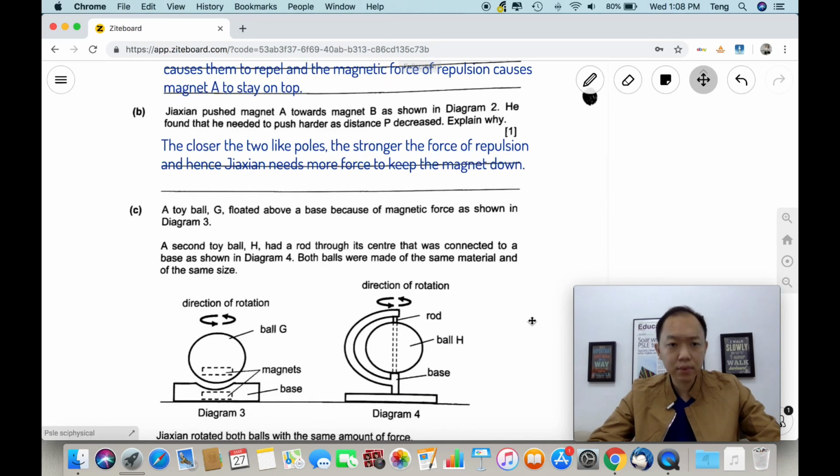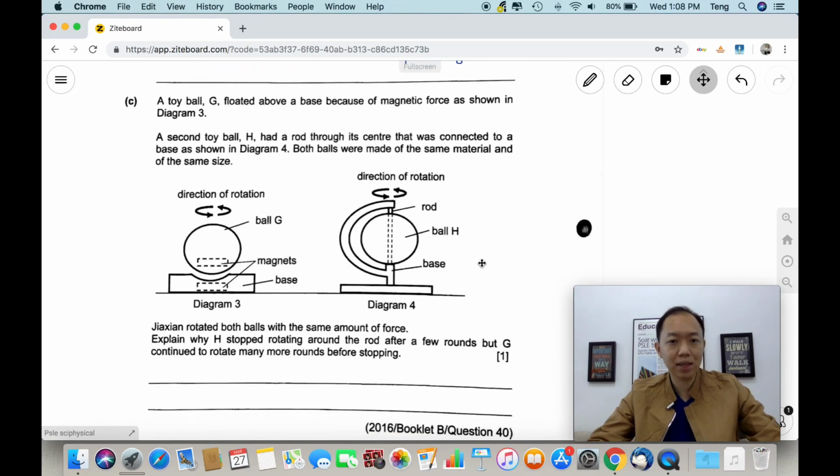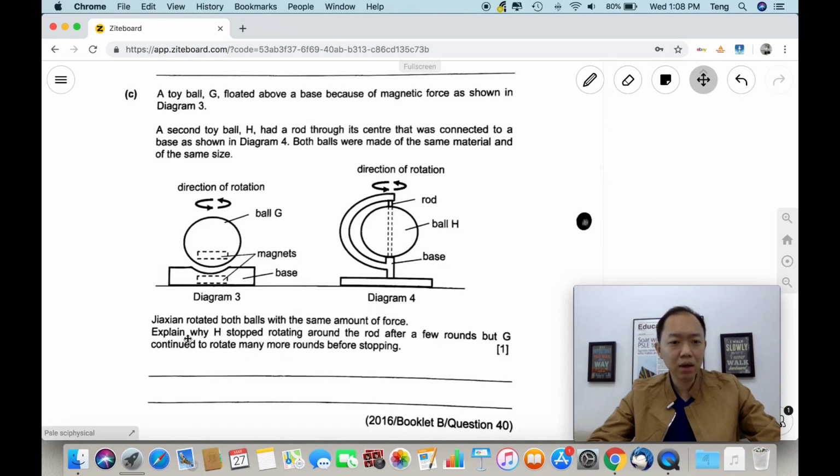Next, the toy ball G floated above a base because of magnetic force as shown. A second toy ball H had a rod through its center. Both magnets are made of the same material and the same size. Jiaxian rotated both balls with the same amount of force. You see, sometimes these science questions are a test of your comprehension. After reading here, I got a bit lost, because the story is a bit long. So here you rotate, here you also rotate.